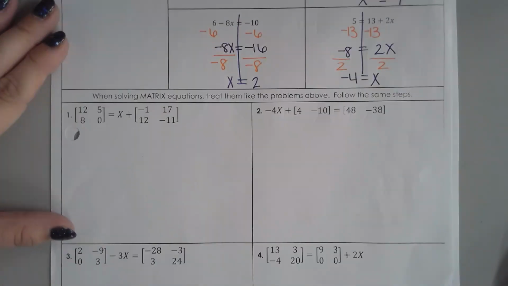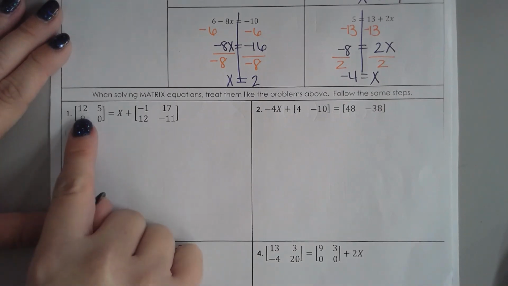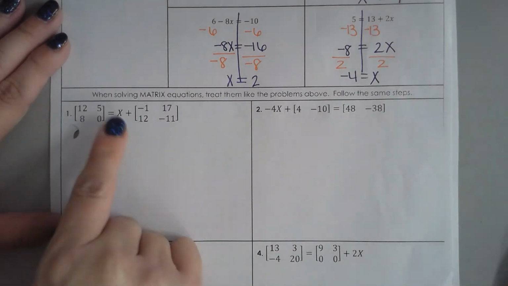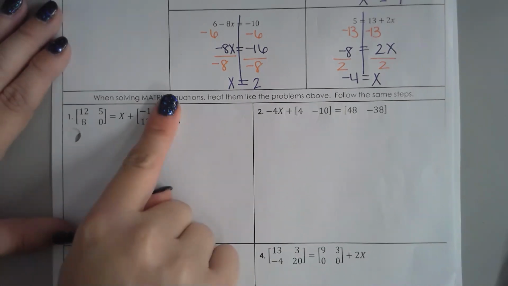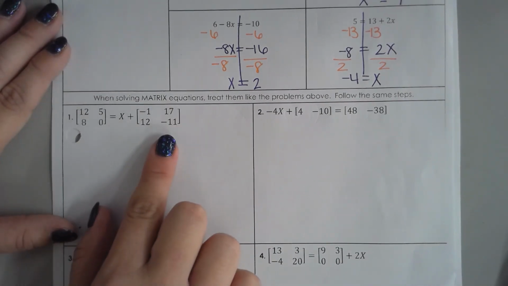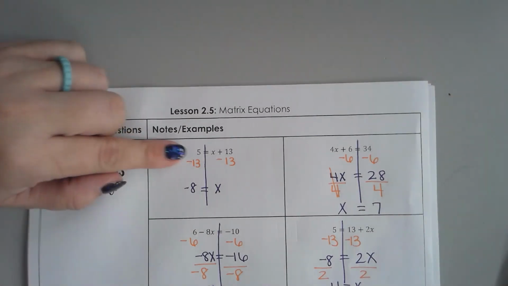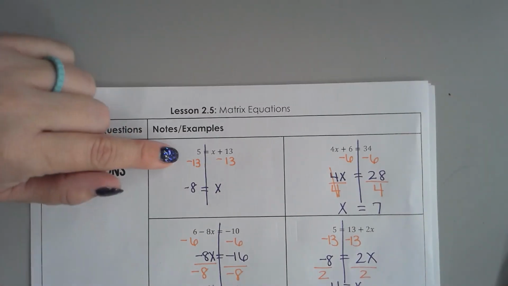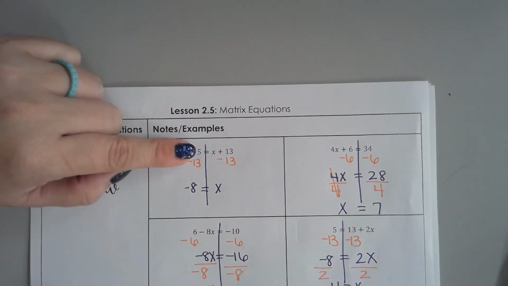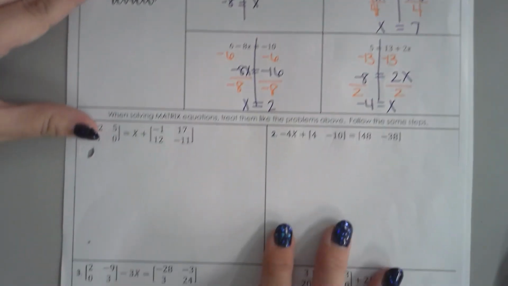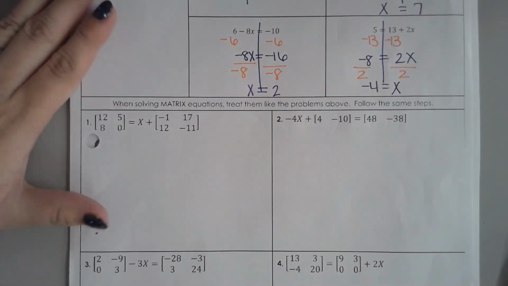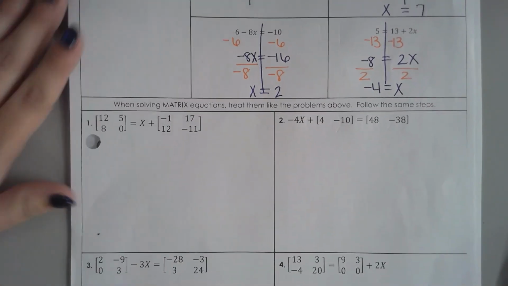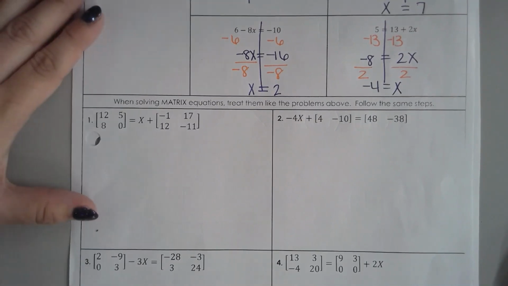So question number 1, I have a matrix equals x plus another matrix. This one is set up just like this first question here, except instead of a number here, I have a matrix. But the steps that we take are going to be exactly the same. So I want you writing out all of the steps. Don't just try to go straight to your calculator because you'll likely mess up.